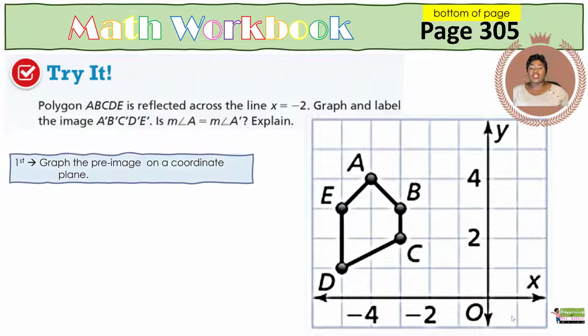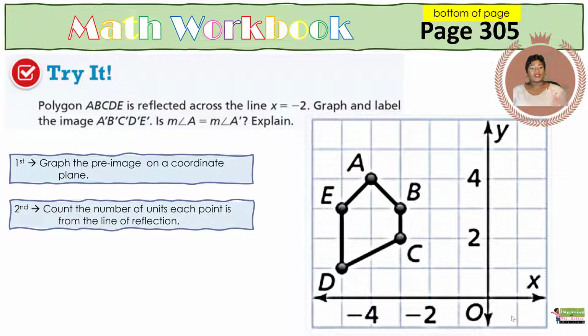All right. The first thing we need to do is graph the pre-image on the coordinate plane. As you can see, the pre-image has already been graphed for us. So step 2, we count the number of units each point is from the line of reflection. The instructions told us that we reflect across x equals -2.